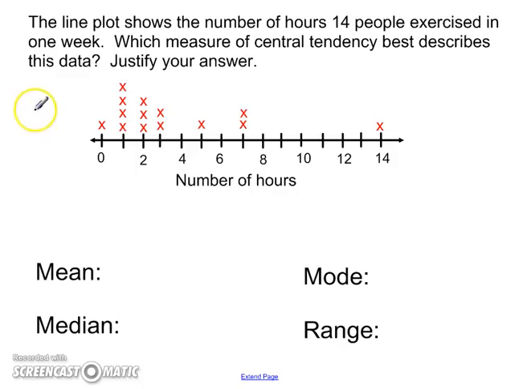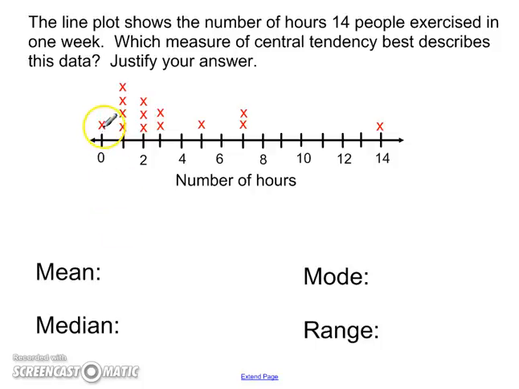We'll do some more. The line plot shows the number of hours 14 people exercised in 1 week. In this particular case, we have a number line, and each X represents a person and the number of hours they exercise. I have one person who did not exercise at all. I have 1, 2, 3, 4 people who exercised for an hour. I have 3 people who exercised for 2 hours, and so on. So my job here is to find the mean, median, mode, and range of this information.